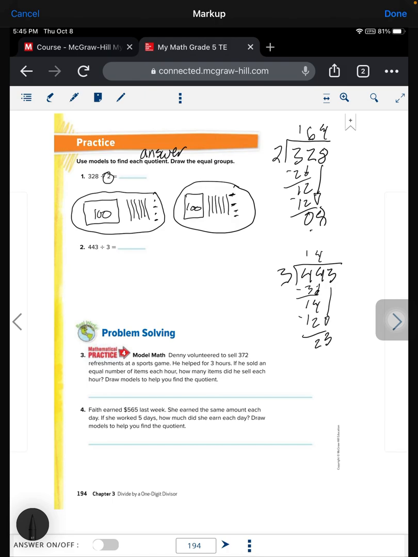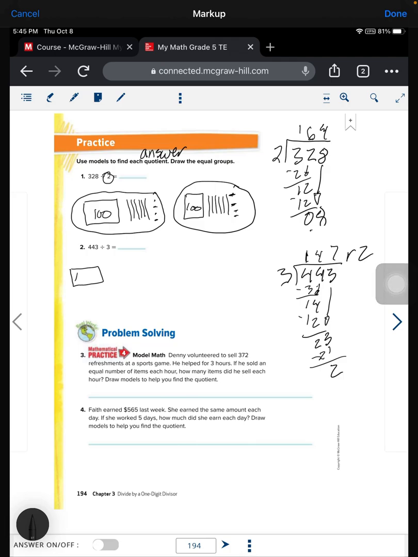3 will go into 23 at least 7 times. 7 times 3 is 21, and there's going to be 2 left over, remainder 2. So we're going to draw our models with 1 100 bar, 4 10 bars, and 7 ones, and 2 little marshmallows in outer darkness. All right, you ready? Let's draw it.